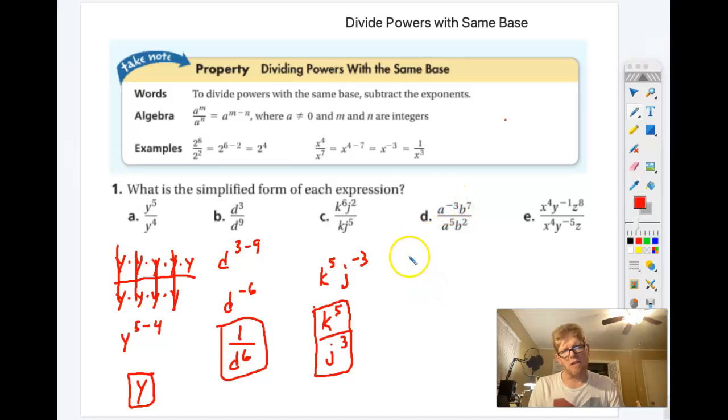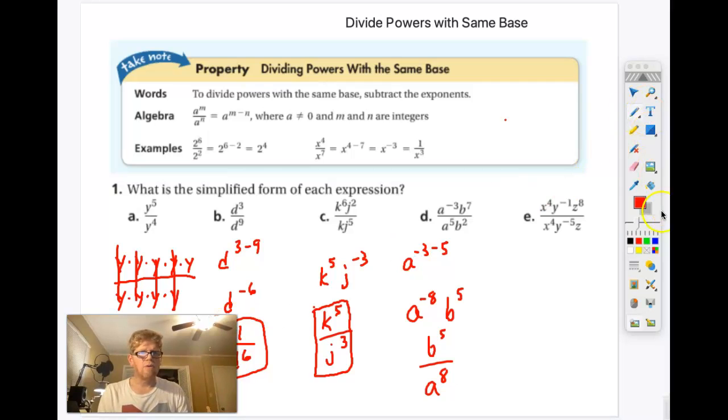A to the negative 3rd over a to the 5th, so negative 3 minus 5. That's going to give me a to the negative 8th. And then b to the 7 minus 2, and 7 minus 2 is 5. So that's b to the 5th. Again, I've got to get rid of my negative exponent, so I wind up with b to the 5th over a to the 8th.